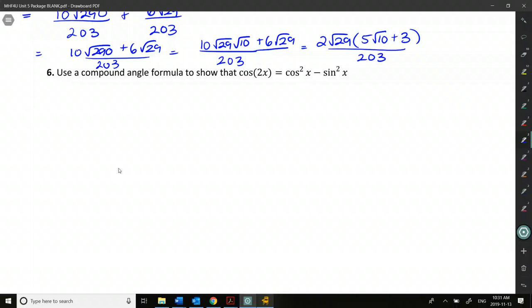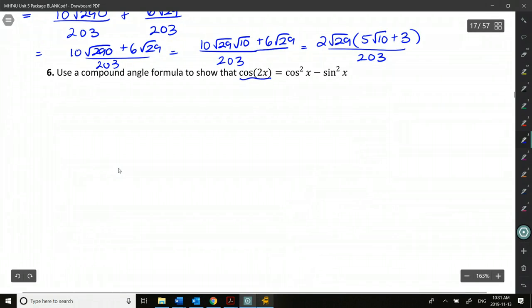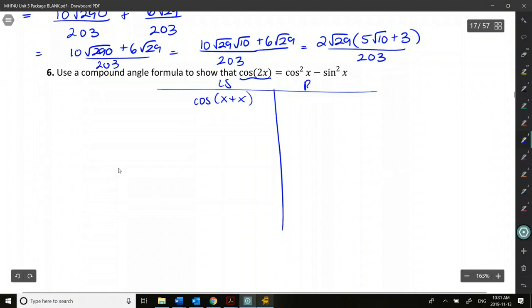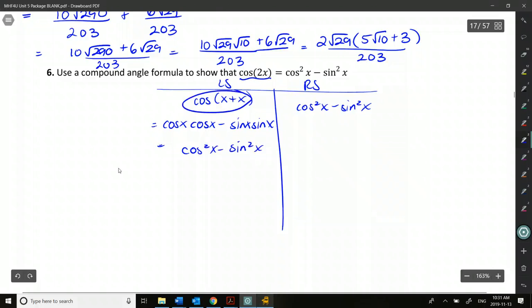I kept the second part of the equation the same. The cos 2x, I split it into cos of x plus x. And then I used the compound angle formula, which would be cos x cos x minus sine x sine x. And once you put them together, it's cos squared x minus sine squared x. Awesome. So a pretty straightforward proof after you understand this part, right?